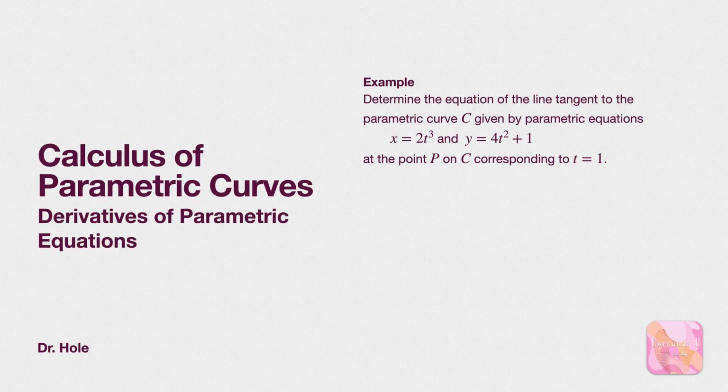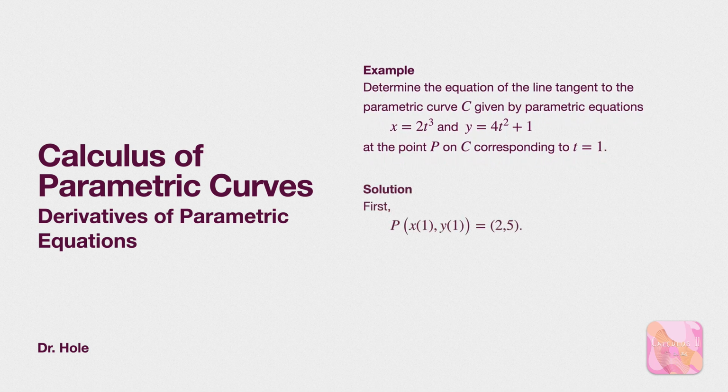Let's do an example. We have a parametric curve given by these parametric equations. Let's suppose that we want to pick point P on this parametric curve, where P is given by parameter t set to 1. We can find the coordinates of point P simply by plugging in t equaling 1. 2 times 1 is 2, and 4 plus 1 is 5.